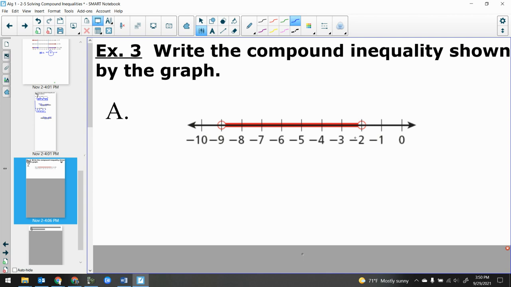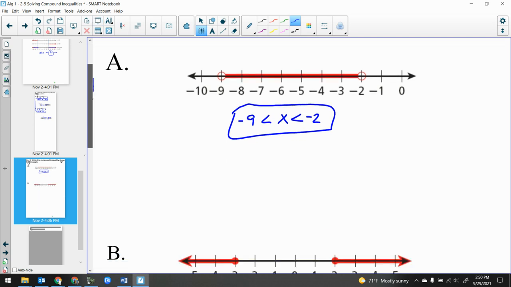Now, the first thing we have to decide is, okay, is this an and or an or? Well, since they point in toward one another, this is an and. Now, how do I write ands? X in the middle, 2 or equal to's. I put the smaller number on the left side. I put the bigger number on the right side. And then I have to decide, okay, do I have to turn those into or equals? No. Okay, so that's it. That's all you got to do. Take a look at the next one.